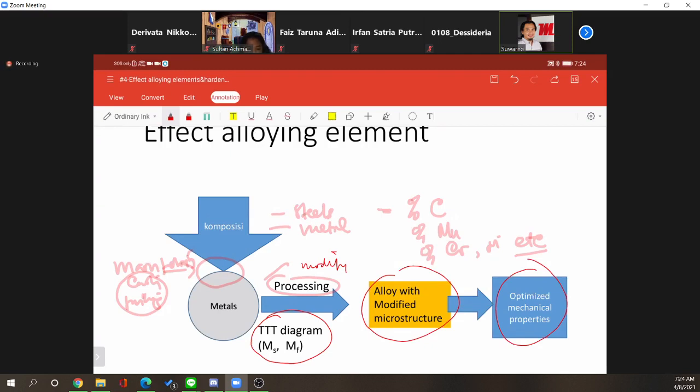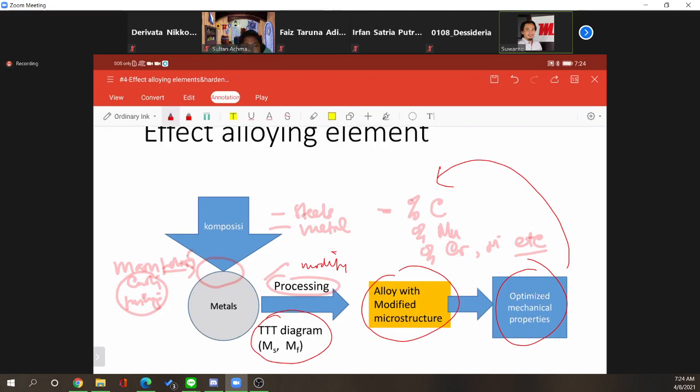So basically, the idea of changing composition, for example how much carbon, how much manganese, how much chromium, is actually to optimize mechanical properties, right? So it depends on the application and on what kind of mechanical properties we expect, and then we optimize the composition. But it's not only the composition that affects the mechanical properties, but also the microstructure. And microstructure optimization becomes important to further modify the mechanical properties.